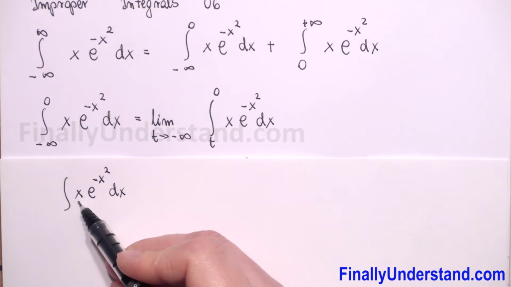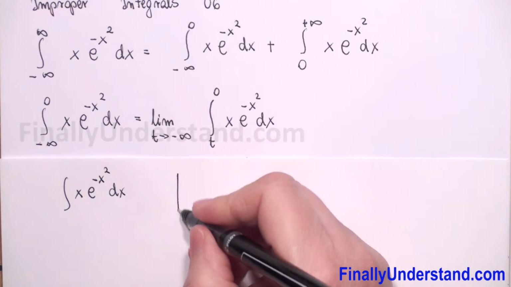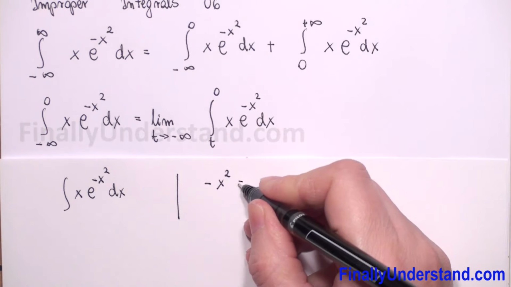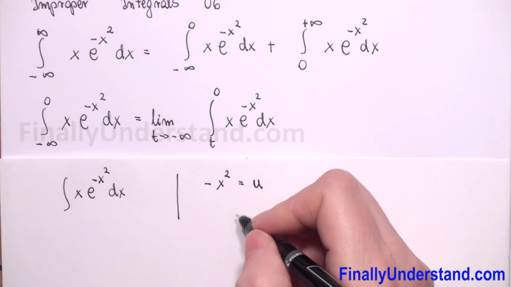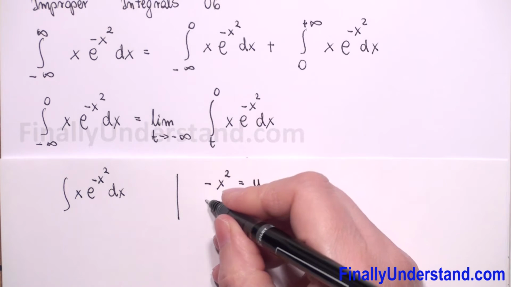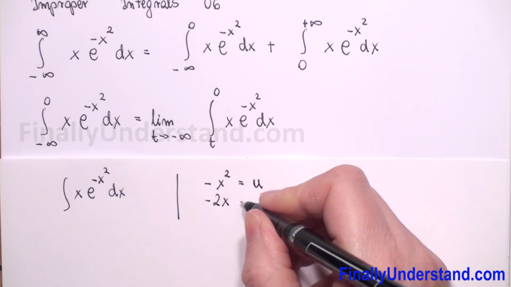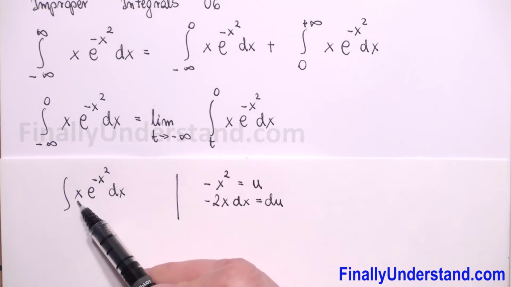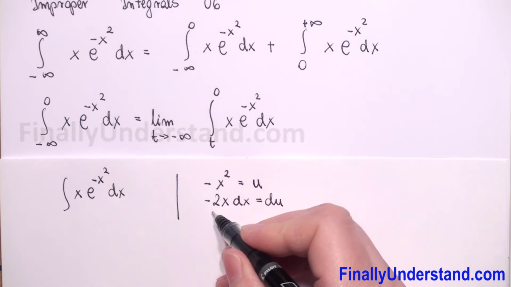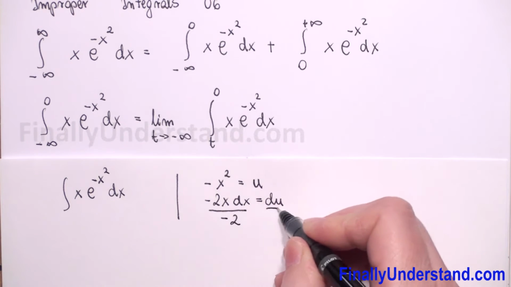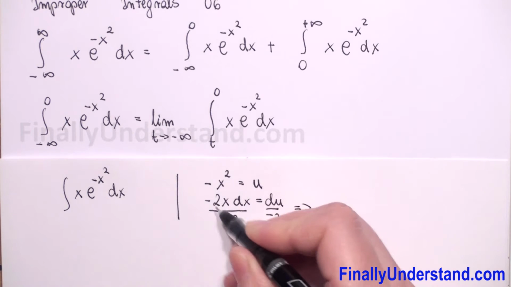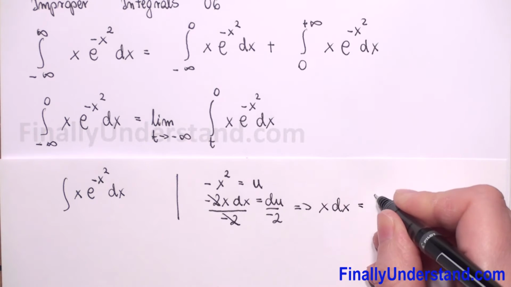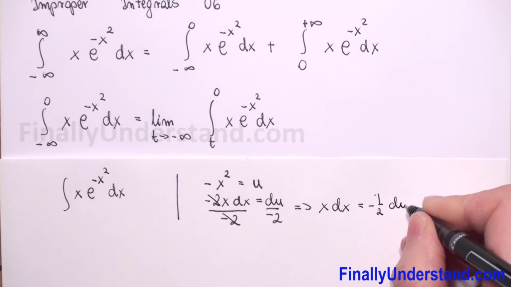Because we have x here, I will do the substitution method. I will put that negative x squared is equal to u. So now we have to find the derivative of both sides with respect to x. So we have negative 2x dx is equal to du. Because we have only x dx here, I will divide both sides by negative 2. So negative 2 and negative 2 we can reduce, and we have that x dx is equal to negative 1/2 du.